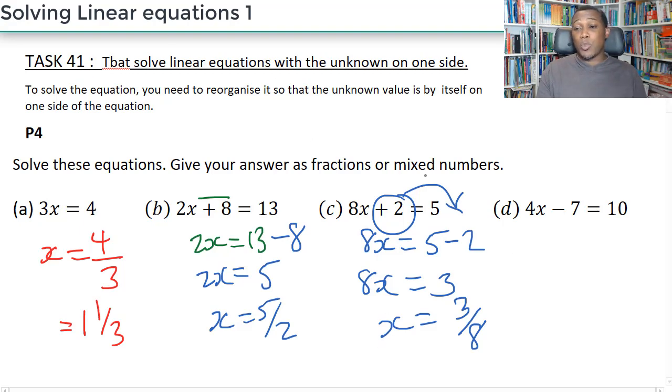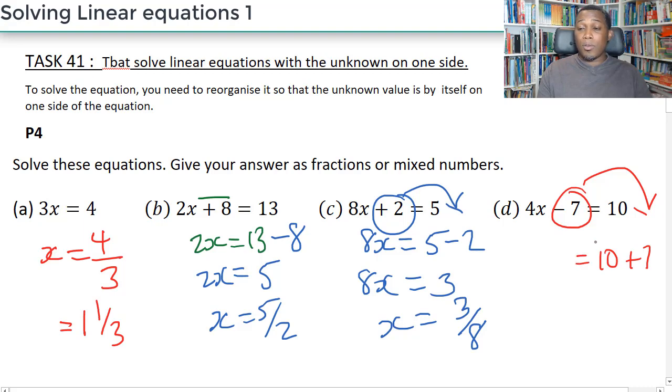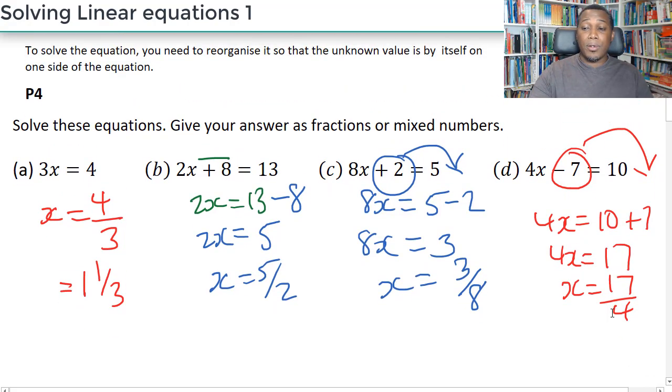And then the last one, same thing. Minus 7 on the left becomes plus 7 on the right. Left minus 7, right plus 7. 4x is equal to 10 plus 7. 10 plus 7 is 17. So 4x is 17. X is equal to 17 on 4. 17 on 4 is your answer.